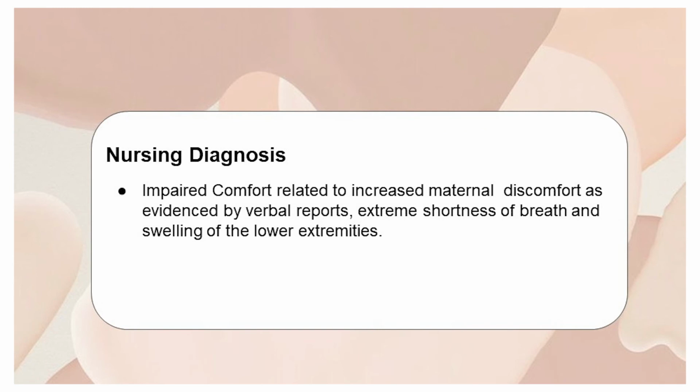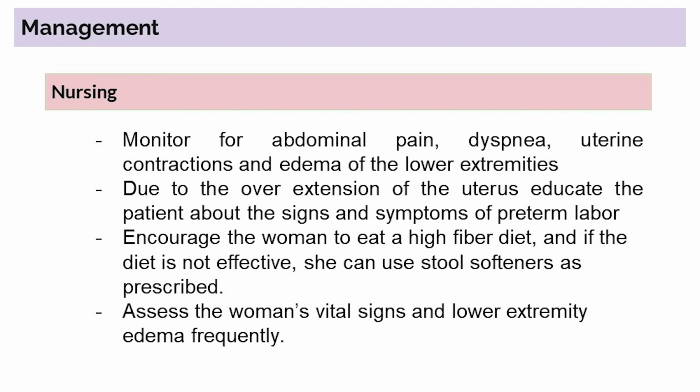For the nursing diagnosis: impaired comfort related to increased maternal discomfort as evidenced by verbal reports, extreme shortness of breath, and swelling of the lower extremities. Nursing management. First, we need to monitor for abdominal pain, dyspnea, uterine contractions, and edema of the lower extremities. Next, due to the overextension of the uterus, we must educate the patient about the signs and symptoms of preterm labor.